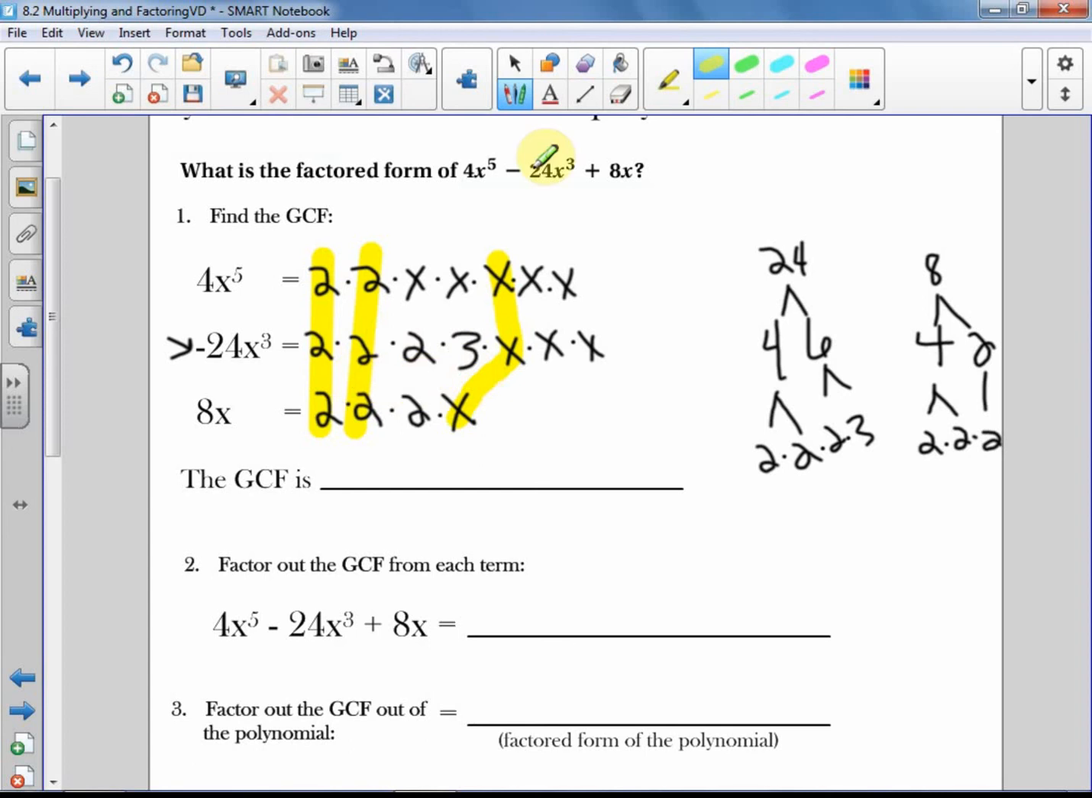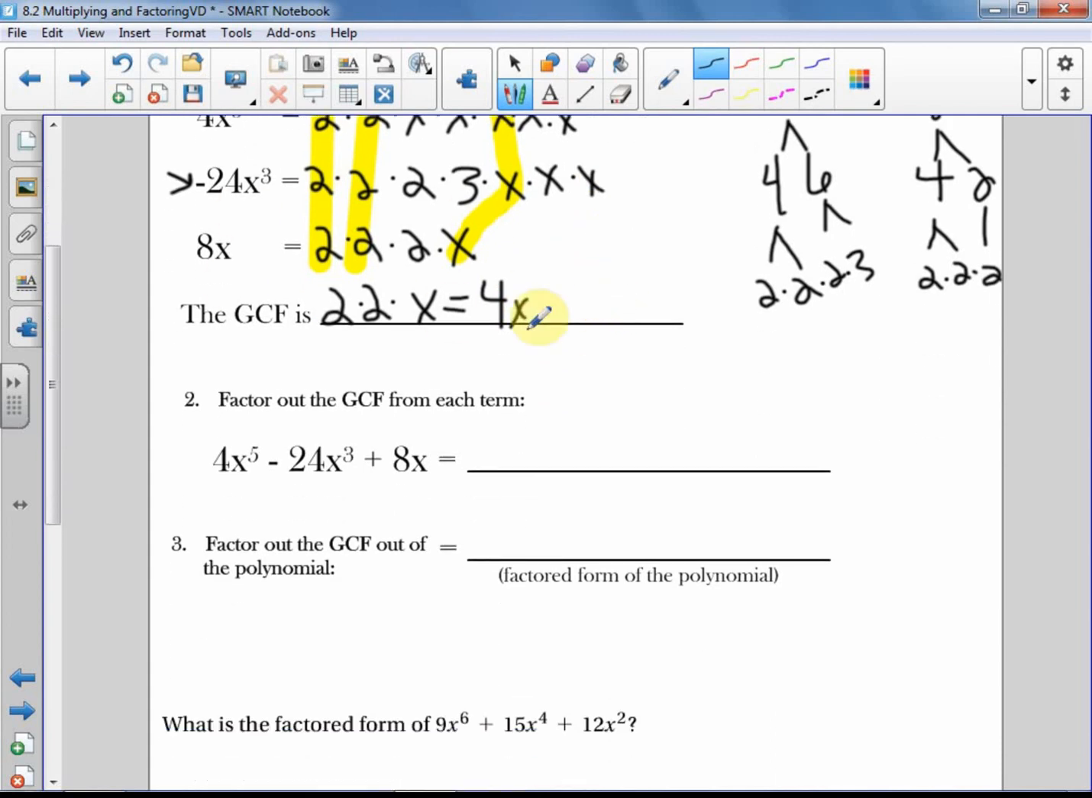So I'm going to multiply all of those factors that I have in common. So I have 2 2's, and 1x. The product of 2 times 2 times x is 4x. So that is the GCF. Now I'm going to factor that GCF out of every term. So I'm going to take a 4x out of my first term, 4x to the 5th. When I do that, I just have x to the 4th left.